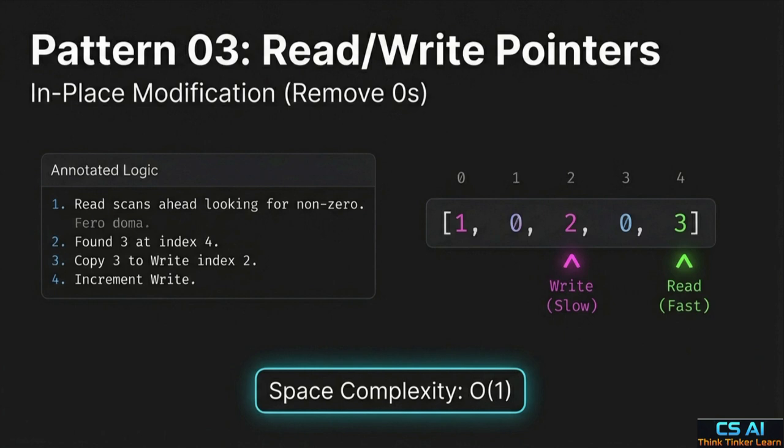By the time the read pointer reaches the end, we have shifted all valid data to the front of the array in a single pass. This pattern is the key to memory efficiency in many low-level system tasks and data cleaning algorithms. It demonstrates the power of using multiple pointers to manage different roles within the same memory space, ensuring that your solution is as lean as possible.